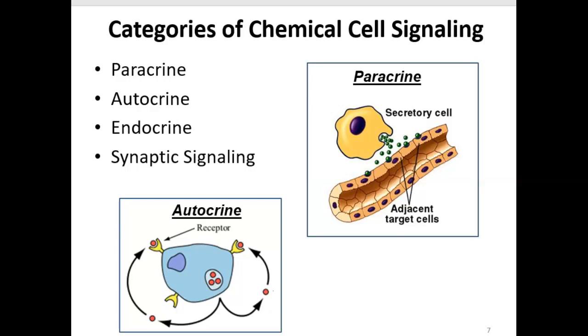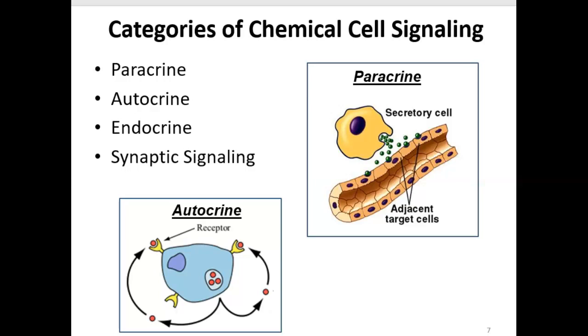Paracrine signaling, shown in the top right of the slide, involves 2 cells that are close to one another. The signaling cell secretes a ligand that diffuses a short distance to reach the target cell with receptors for that particular ligand. Because the ligand moves by diffusion from a region of high concentration to low concentration, the strength of the signal would diminish with distance. Therefore, nearby cells are targeted.